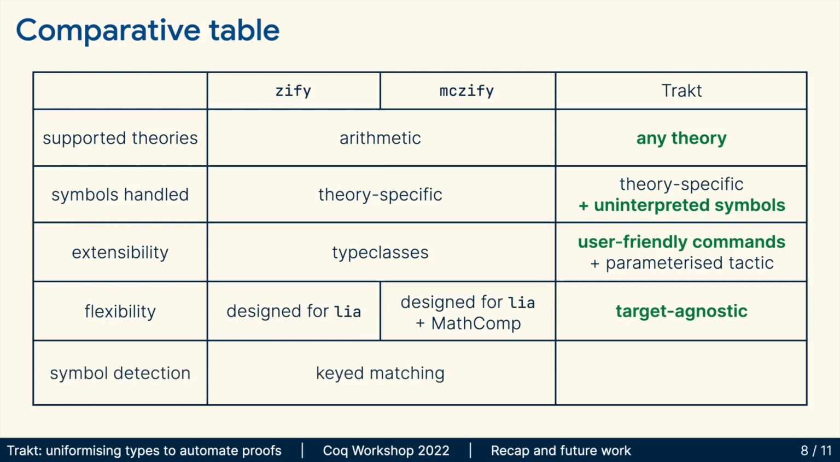For the symbol detection, Zedify and MCZedify use keyed matching, meaning that for function applications, they compare the heads, and if the heads are the same, then they use full-fledged conversion on the arguments. For Trakt, we use what I call a table-driven conversion. It's very close actually, but we have this table which enables conversion on some symbols, and all the rest is matched syntactically. And the conversion is only called on the head, for example, to reduce the projections.